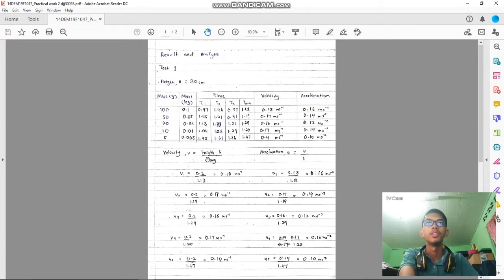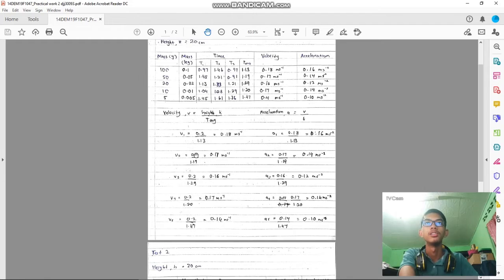Velocity equals height per time. When we divide the height by time, we get 0.18 meter per second for 100 gram, 0.17 meter per second for 50 gram, 0.16 meter per second for 20 gram, 0.17 meter per second for 10 gram, and 0.14 meter per second for 5 gram.